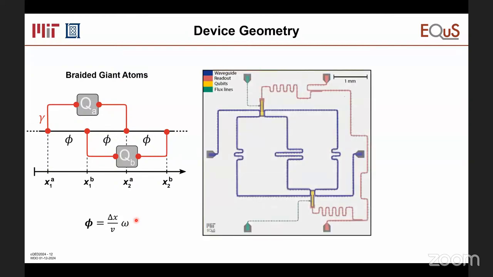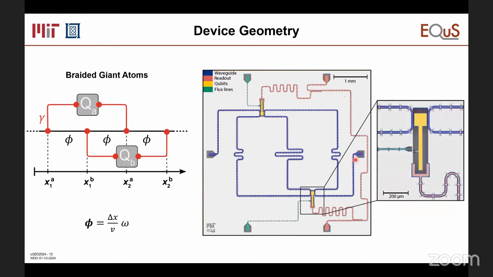This is what the device looks like. We have two qubits. They're shown in yellow, the capacitor anyways. There's one. Here's the other one. And the waveguide, you can see it meanders back and forth from qubit A to qubit B, back to qubit A, back to qubit B, and then to the output.